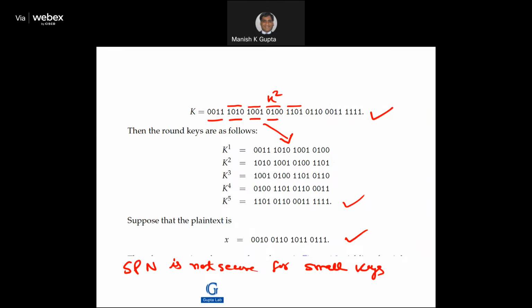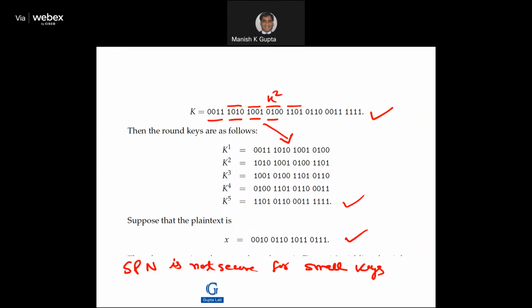Second subkey is a shift. Starting from 1010, next is 1001, 0100, 1101. That is the next one. Simple. There could be more complicated ways. I'm just saying that from 32 bits, I'm doing this shifting and then generating these key schedules. A more complicated key scheduling algorithm will be more difficult to break, so this is just a simple thing.